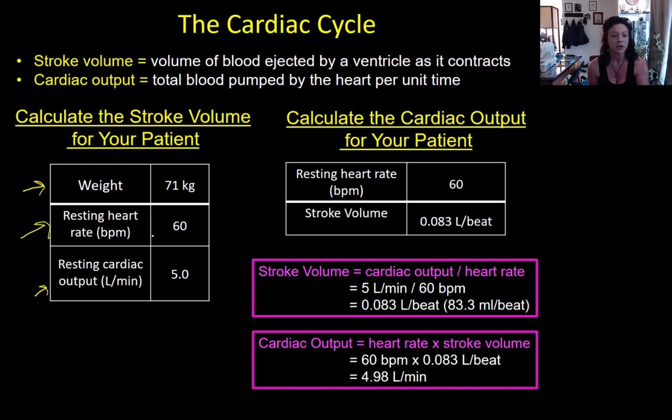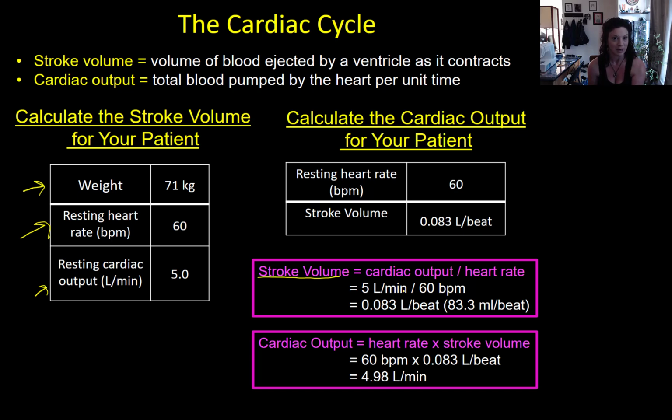Okay? So let's say you wanted to calculate the stroke volume for this particular patient using these metrics. The equation you would use is down here. Your stroke volume is equal to your cardiac output divided by that resting heart rate. So for this patient, our cardiac output is 5 liters per minute here. Resting heart rate is 60 beats per minute here. If you divide 5 liters by 60 beats per minute, you're going to get a small number. It's 0.083 liters per beat.